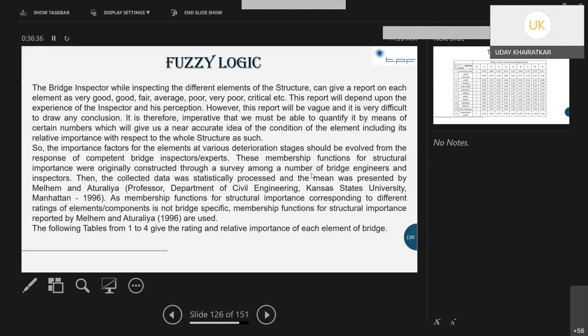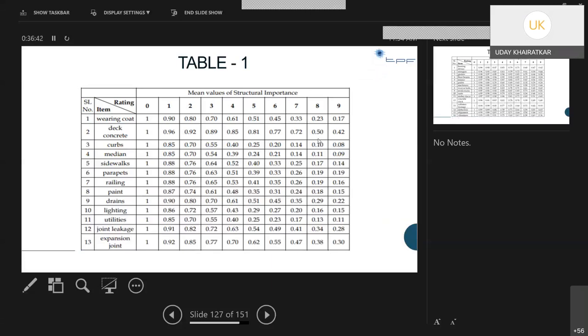The following tables, 1 to 4, give the rating and relative importance of each element. The tables that follow indicate the importance of the structure. Study the table over here. The item is mentioned, then the rating from 0 to 9, and the importance of that particular item. So they take concrete: if the rating is 0, then it is 1. If it is 1, then it is 0.96, and so on and so forth.